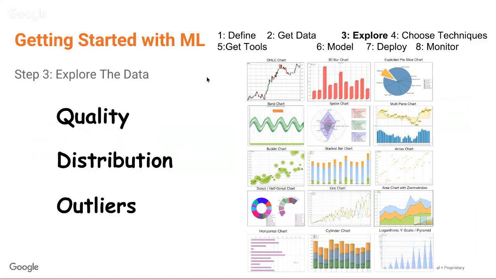What is the quality of the data? What type of distribution does it have? Is it an even or uneven distribution? And what outliers do I have? Here you can see different types of charts where I've plotted my data. One is a 3D bar chart, one is a band chart, one's a stacked bar chart, a bubble chart, a line chart, a cylinder chart, and all sorts of things.